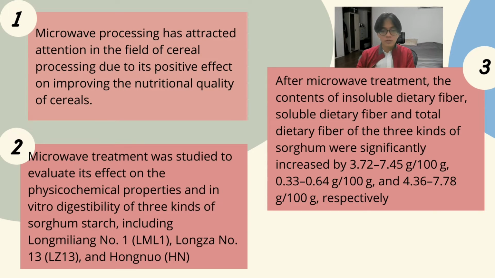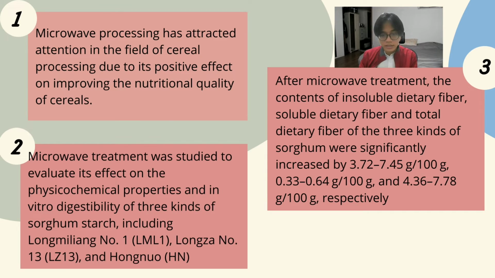I'm going to explain how microwave improves the quality of the product. Firstly, microwave processing has attracted attention in the field of cereal processing due to its positive effect on improving the nutritional quality of cereals. Microwave treatment was studied to evaluate its effects on physicochemical properties and digestibility of three kinds of sorghum starch, including Longmi number 1, Longza number 13, and lastly, Hongnuo.